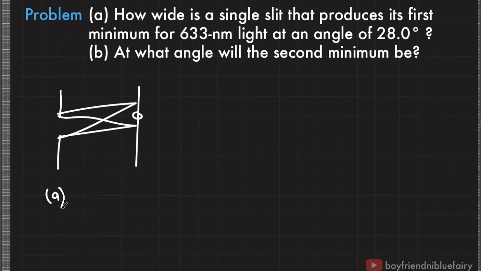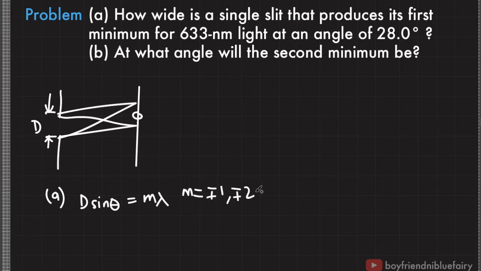Again, the condition for destructive interference when you have a single slit diffraction is that if this slit has a width of d, then the path length difference, d sine theta, should be an integer multiple of the wavelength of light. And this m, if we're talking about destructive interference, should be plus or minus 1, plus or minus 2, plus or minus 3, and so on.